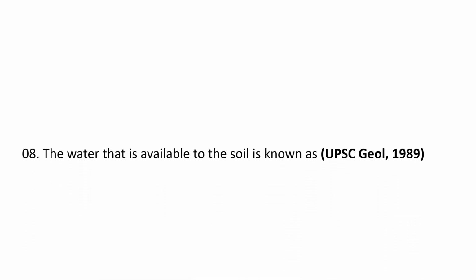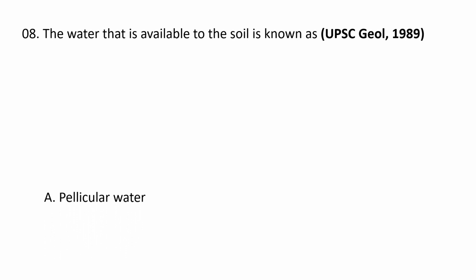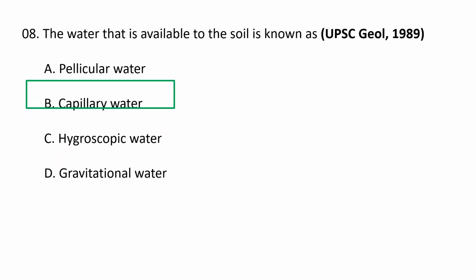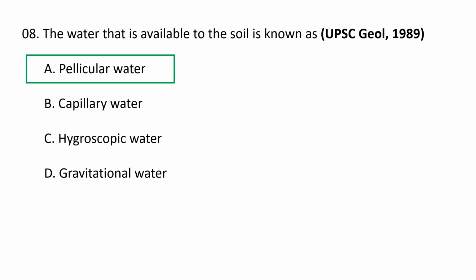Next question. The water that is available to the soil is known as A. Pellicular water, B. Capillary water, C. Hygroscopic water and D. Gravitational water. So the correct answer is A. Pellicular water. This is known as the water which is available to the soil.